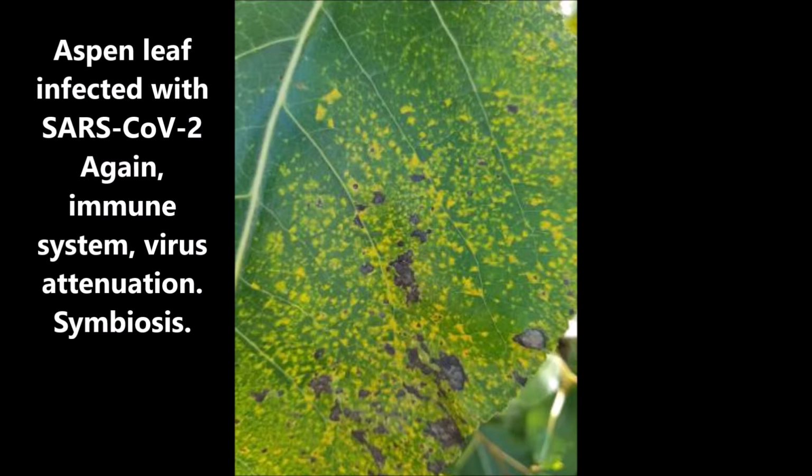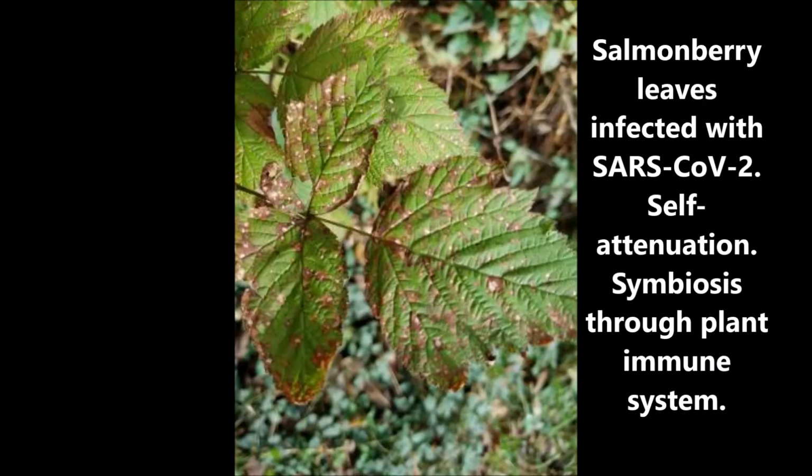This is the aspen leaf with a similar viral infection, and each of the yellow circles are actually viral colonies, and they've been tested out to show the SARS-CoV-2 virus in each case. Here's a similar situation with the salmonberries infected with SARS-CoV-2 virus.